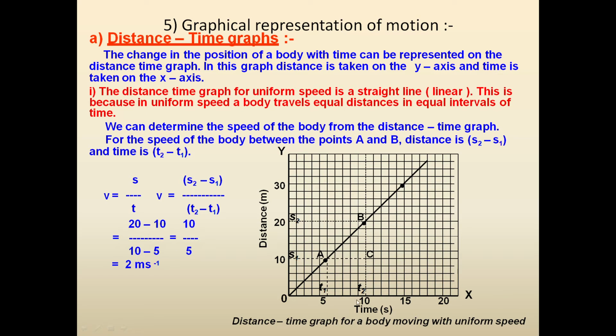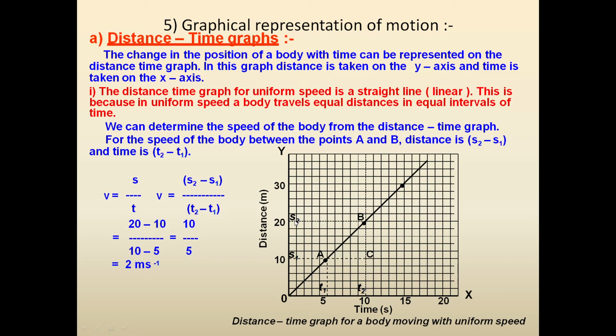BC is the perpendicular and this is equal to S2 minus S1. As you can see here, S2 minus S1 and BC are the same. And similarly AC, the base, is equal to T2 minus T1. So from there we can write that speed is equal to (S2 minus S1) divided by (T2 minus T1).